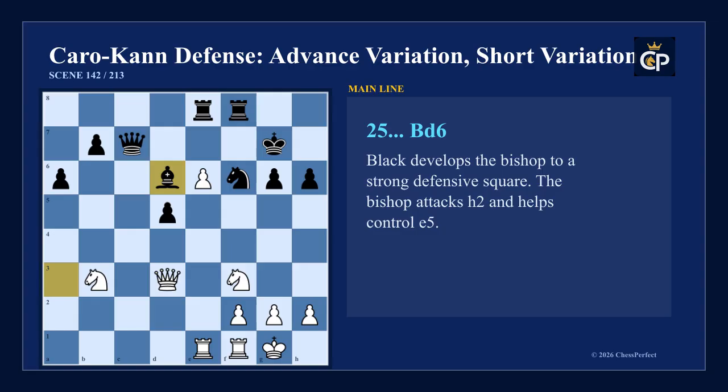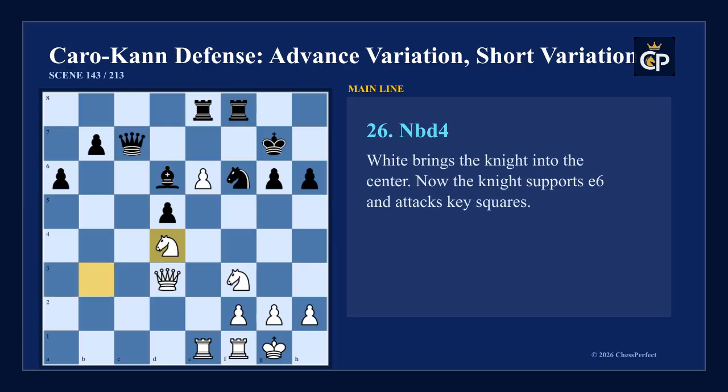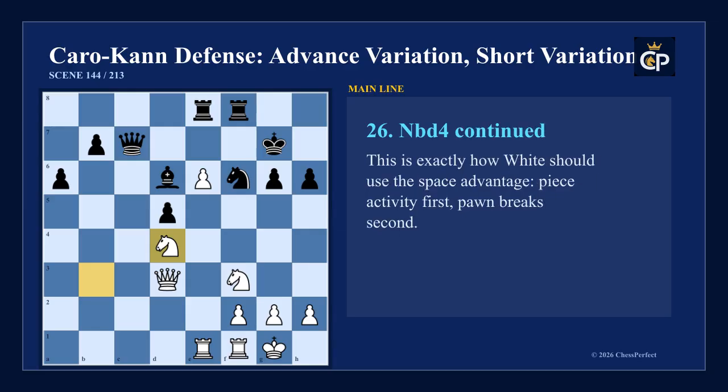Bishop d6. Black develops the bishop to a strong defensive square. The bishop attacks h2 and helps control e5. Knight on the b-file to d4. White brings the knight into the center. Now the knight supports e6 and attacks key squares. This is exactly how White should use the space advantage: piece activity first, pawn breaks second.